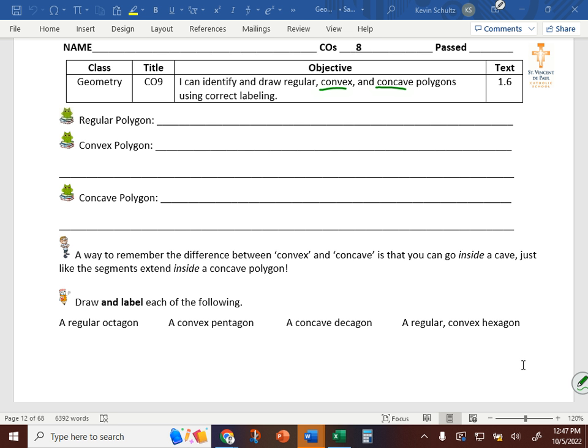A regular polygon is a polygon with congruent sides and angles. We only have 10 minutes left, that's why I'm moving us along here. A regular polygon is a polygon with congruent sides and angles.